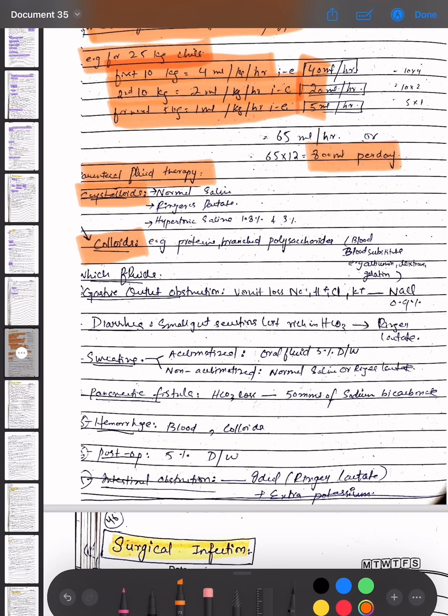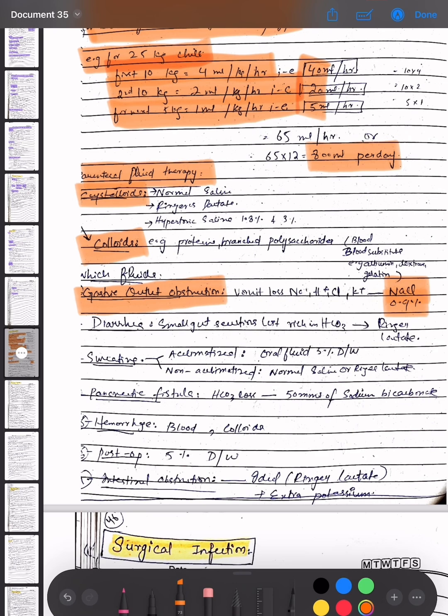Then which fluids are present? For gastric outlet obstruction, we lose vomit, sodium, hydrogen chloride, and potassium. So NaCl 0.9% is given, as sodium and chloride are lost.